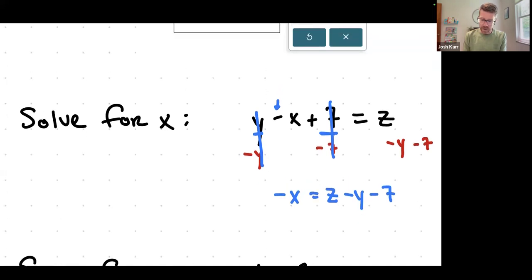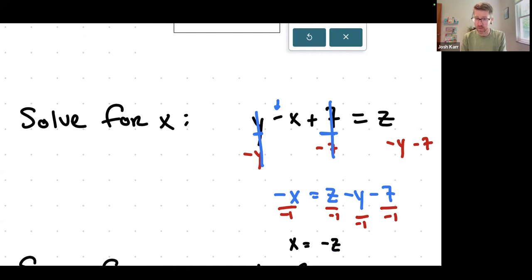Lastly, we have a negative in front of this x. We need to divide by -1. We need to change the sign on everything, so we need to divide by -1 here. Each piece over here needs to be divided by -1. So what we will get as a final answer is x equals negative z.